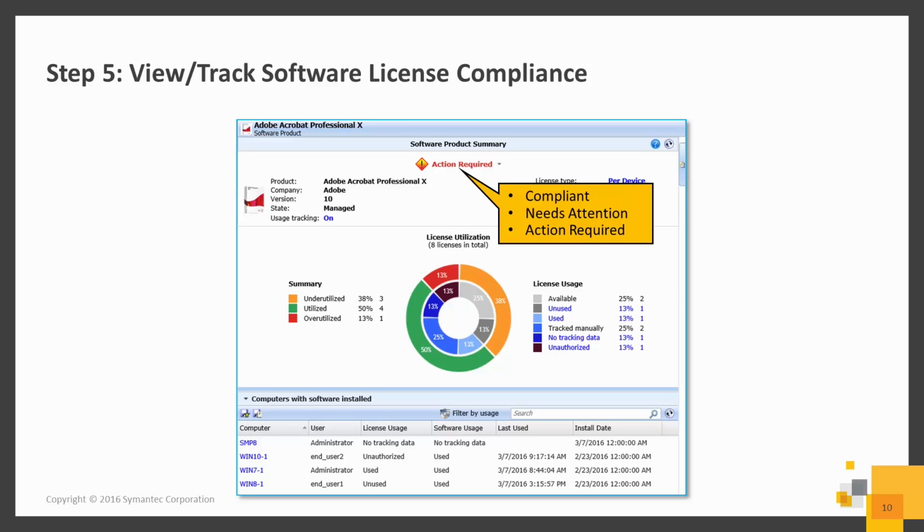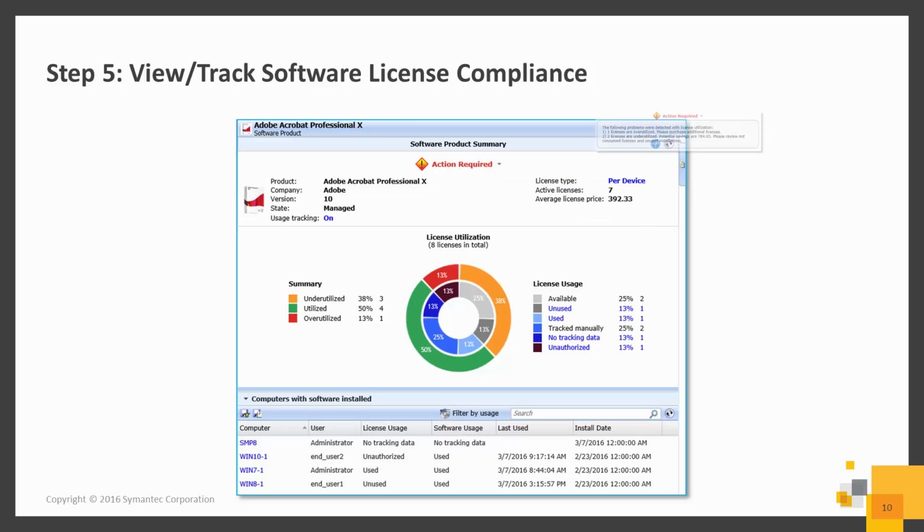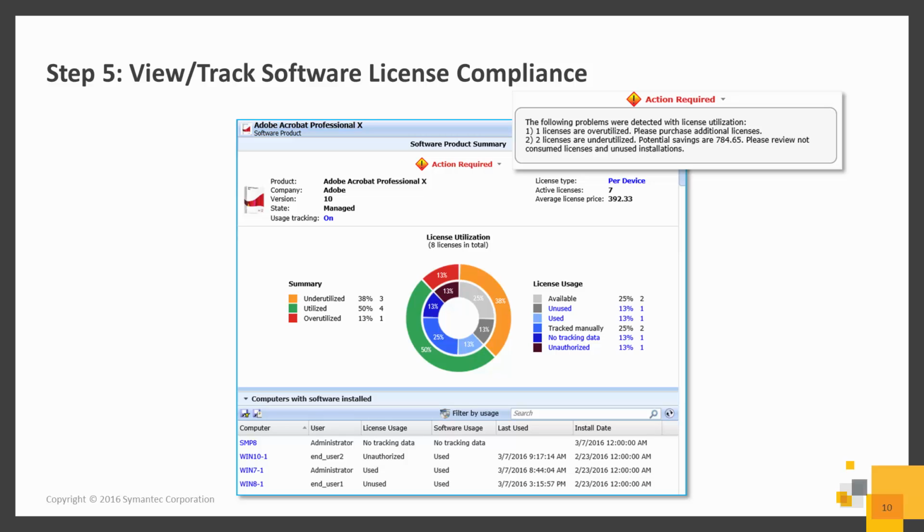This status is typically displayed when there are underutilized licenses. The action required status indicates that there are serious problems with the current license utilization that require immediate actions. This status is typically displayed when there are overutilized licenses. You can also click on this product summary link to receive more information and a suggestion of further actions.